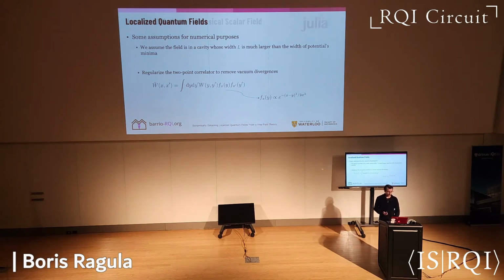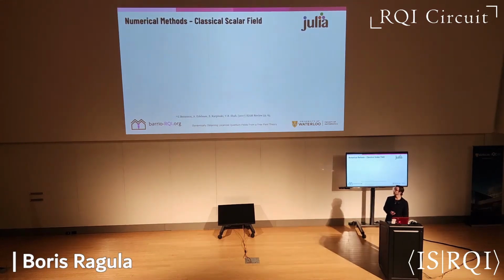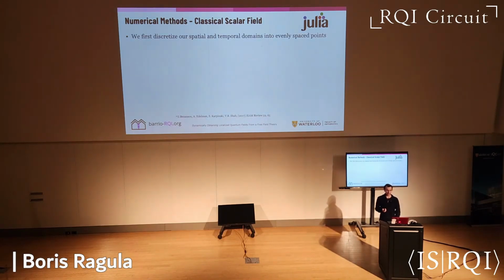So with that in mind, how are we going to go about actually doing this? Well, first off, all of the simulations that you'll see have been done in Julia. We start by discretizing the spatial and temporal domains. If we have a cavity of width L, we'll denote the grid points for the width L by these x_i, and we'll evolve it for some time t, which we'll discretize by points denoted t_i.